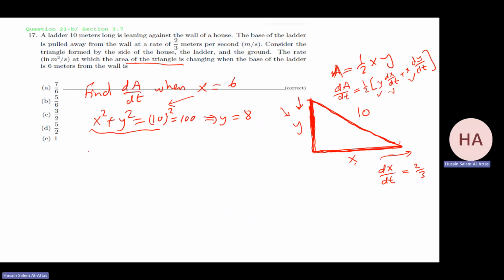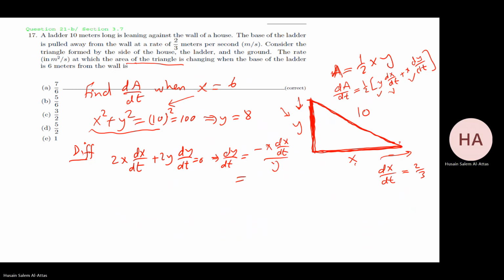Also from the relation, if we differentiate, I get what? 2x dx over dt plus 2y dy by dt equal to 0. So dy by dt will be minus x dx over dt over y. And that, if you do the calculation, will be what? x is 6, dx by dt is 2 over 3, and y is 8. So that will give me what?